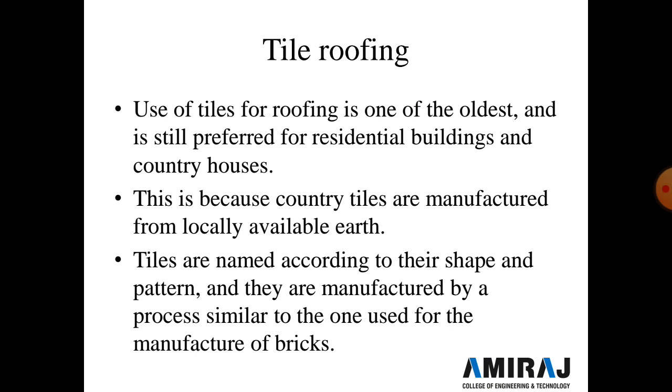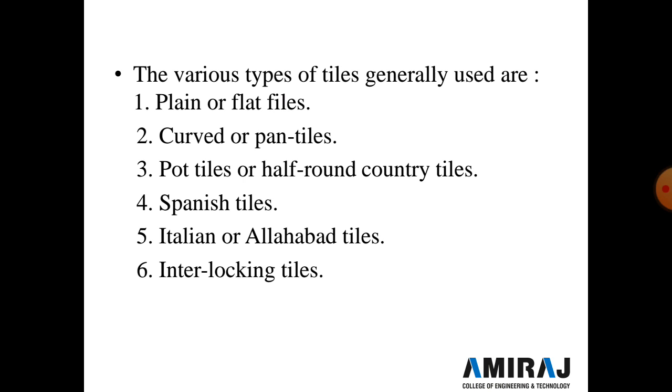The next type of roofing is tile roofing. The use of tiles for roofing is one of the oldest, and it is still preferable for residential buildings. This is because country tiles are manufactured from locally available earth, and tiles are named according to their shape and pattern. They are manufactured by a process similar to that used for the manufacture of bricks.